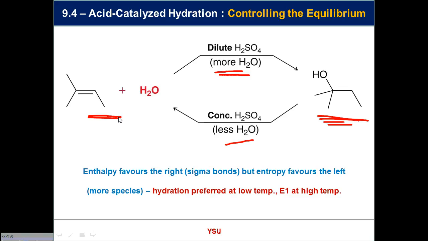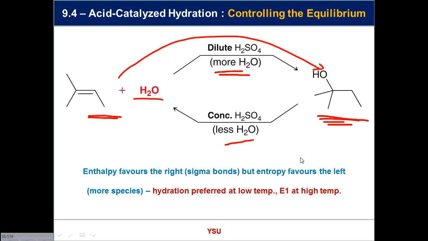Because if you think about what that really means, dilute versus concentrated, it's the amount of water present. And if I'm going from this material here over there, I need water as a reagent. So I want to have as much as possible, so that when I make my carbocation, the water can come in, trap that thing, and I make the alcohol.